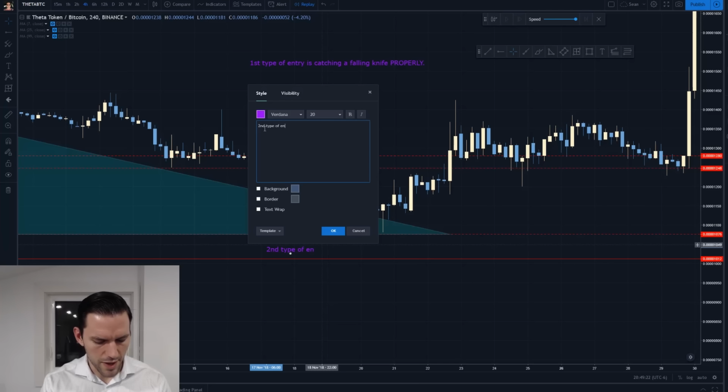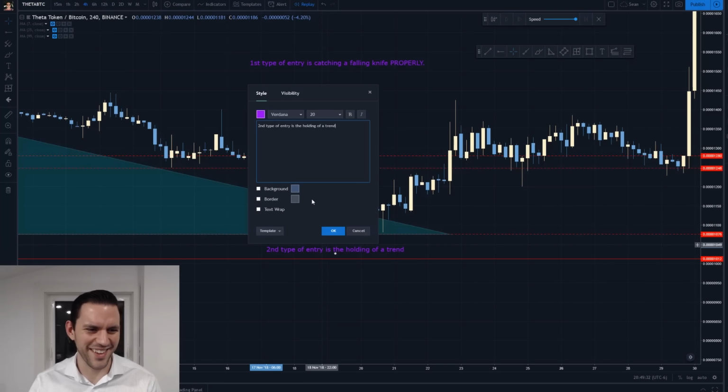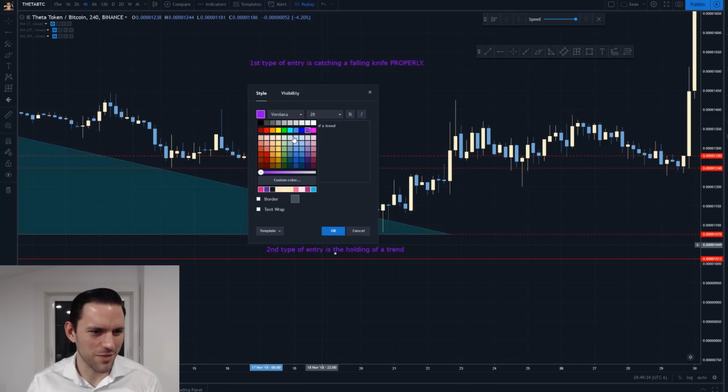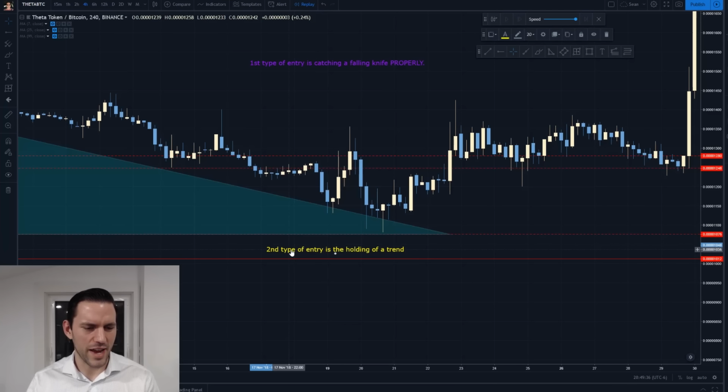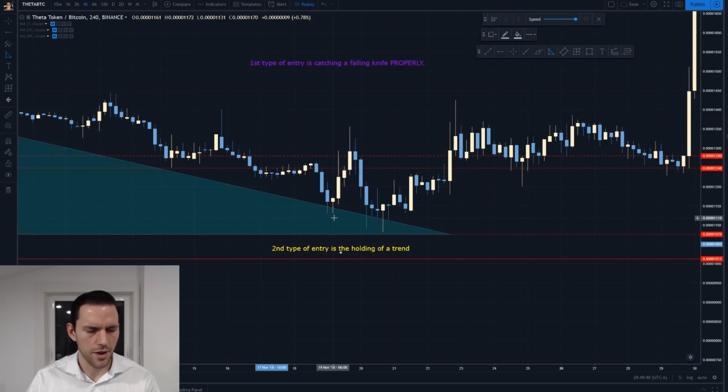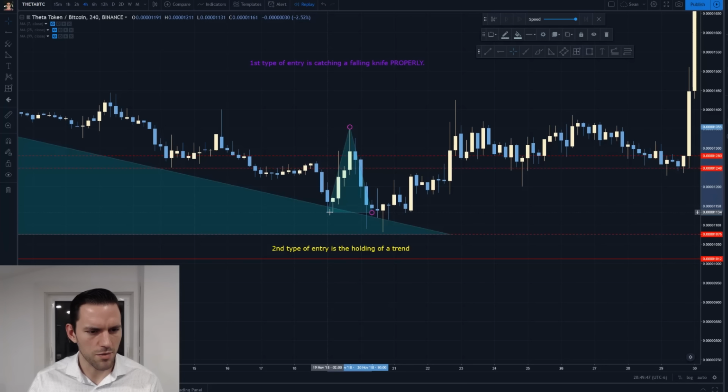Second type of entry is the holding of a trend, okay? The holding of a trend. And I'm going to even color this differently. So the second type of entry is something like this, where you have a clear trend that is created. This is a clear uptrend, which is then the bottom of a downtrend.